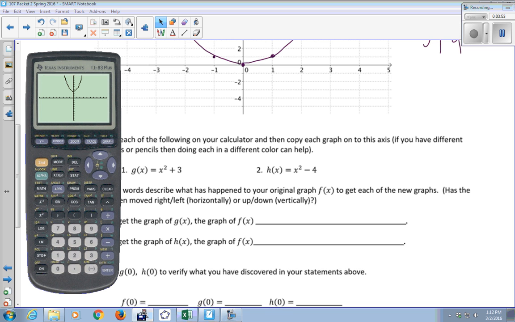And if I wanted to know exactly where those points are, I could go to my table. So you hit second graph, and you go to your table, and then you can type in any x value you want, and it'll tell you the y value. So maybe I'll do like -3, -2, -1, 0, 1, 2, and 3. The same x values I did when I plotted by hand.